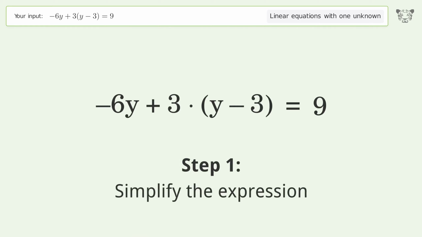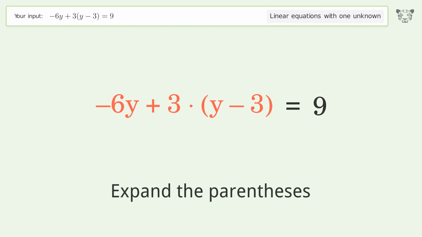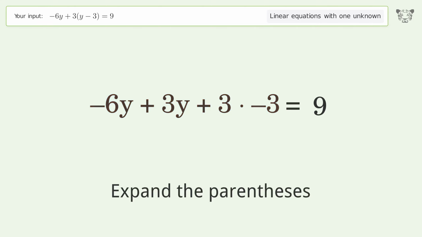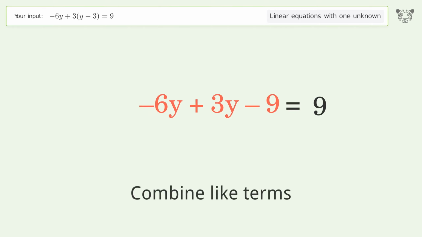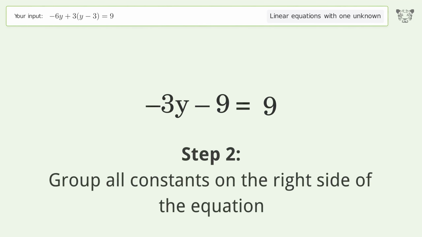Simplify the expression. Expand the parentheses. Simplify the arithmetic. Combine like terms. Group all constants on the right side of the equation.